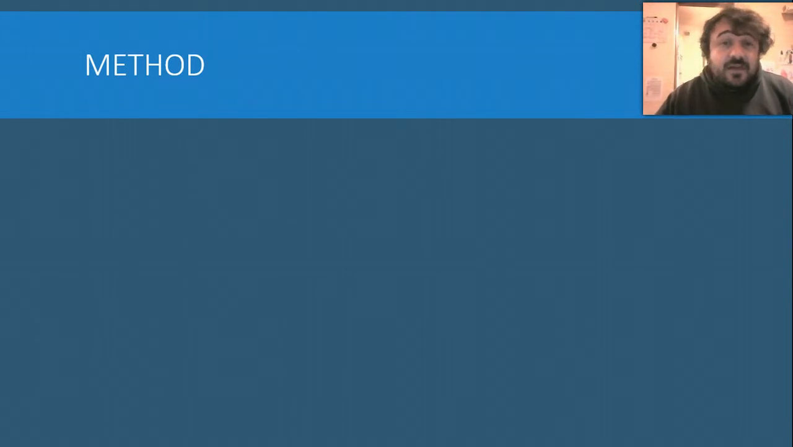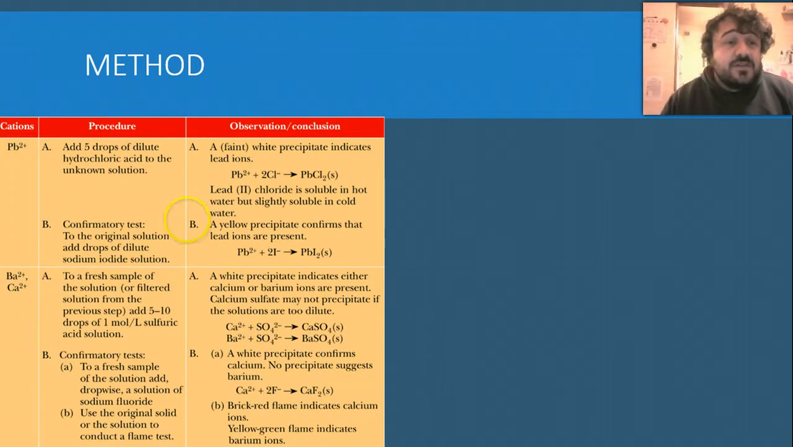All right, so this is how you would test for cations. First, you would go in this order. You would test for lead. You'd add 5 drops of dilute hydrochloric acid, and this will give you a white precipitate. You want to do this in cooler water, because the precipitate will dissolve out, so it won't form in hot water.